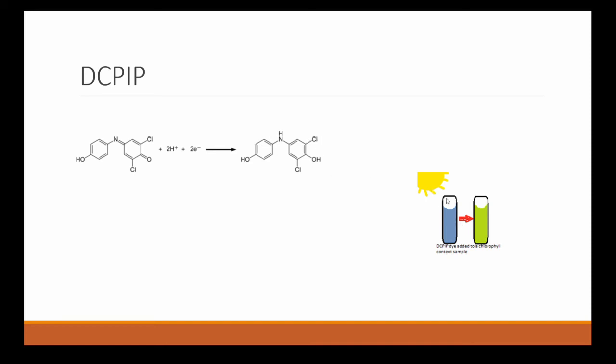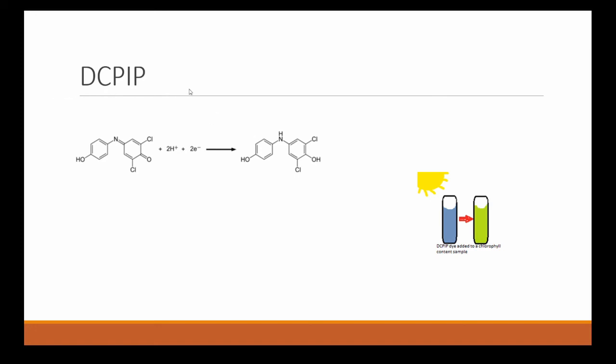As you can see, when the DCPIP dye is added to a chlorophyll content sample, the blue turns to green. That's not because this thing is green, this thing is colorless. The green comes from the chlorophyll that is within this solution here. So not because this is green, this is colorless. You should remember that.